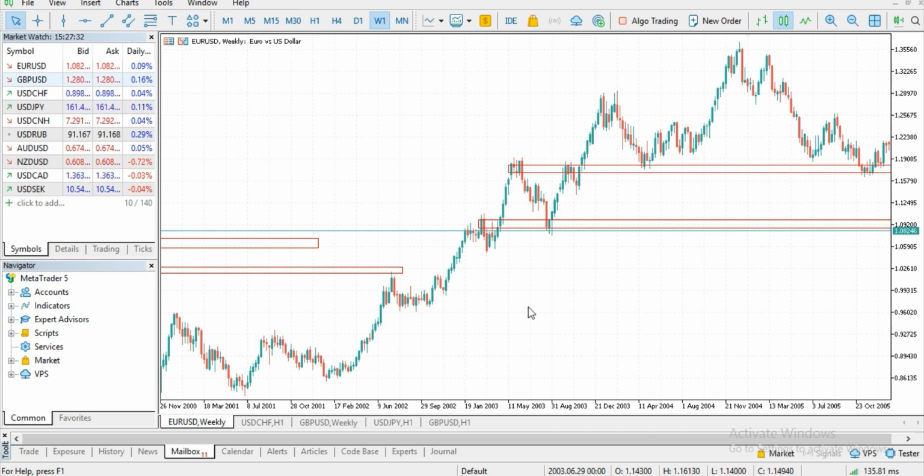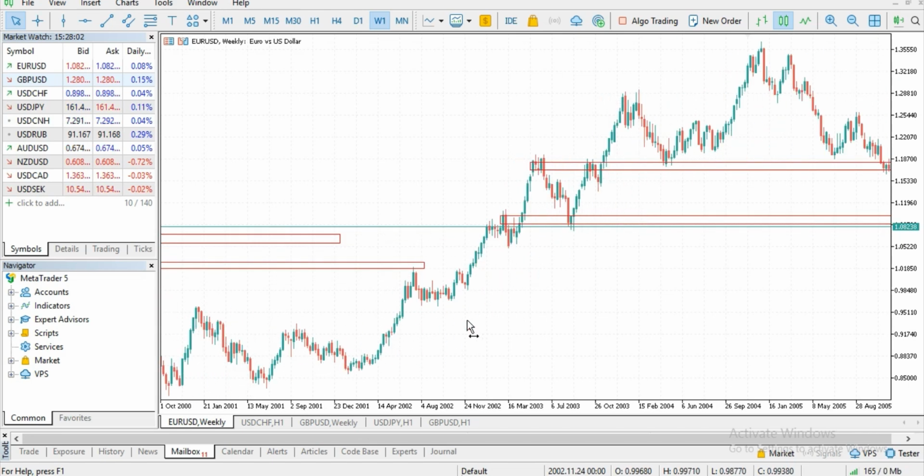Support, where we buy from; resistance, where we sell from. Support, the lower part; resistance, the higher part. In a bearish market, in the lower low, we look for support, and in the lower high, we look for resistance. In a bullish market, the higher low we look for support, and the higher high we look for resistance. I will come again.